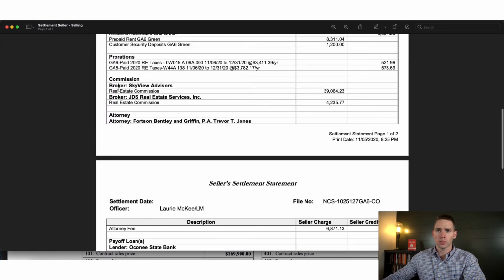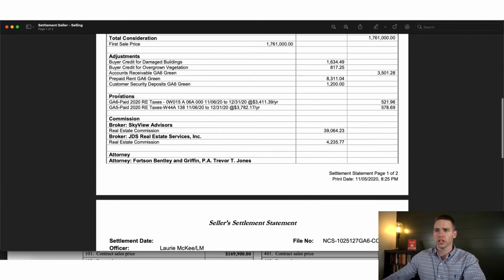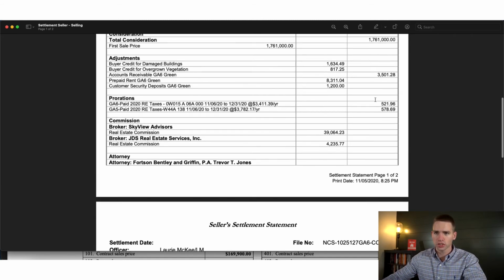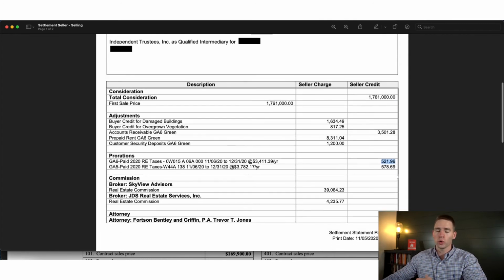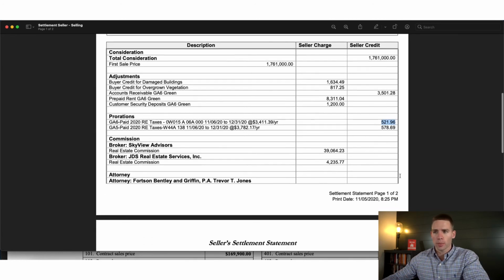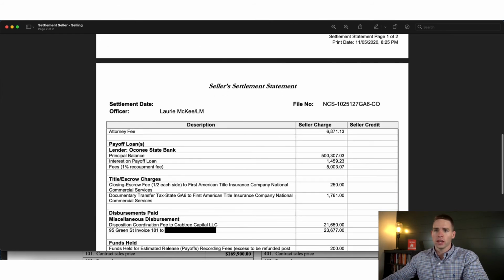So coming back here, we had real estate commissions for 2 different brokerages. Kind of like in the last one that I just showed you, there's property tax prorations, and these amounts right here are credits. We had already paid for property taxes, and the buyer had to reimburse me for the property taxes already paid, since they were going to own that property in that year. So again, these are credits coming in towards me. And then we have attorney's fees, $6,800 I had to pay.